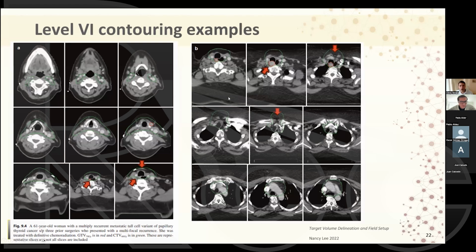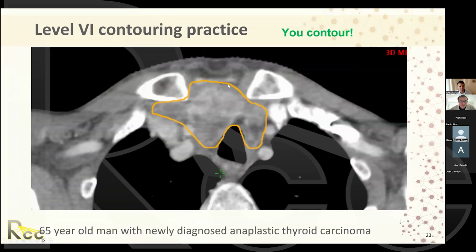Okay, we're now going to try another interactive piece of this. This is a patient of mine from a year or two ago with anaplastic thyroid cancer. He could not get a resection. So the GTV is marked in orange here. And I would like everyone to please use the annotate tool and do your best to sketch out what you would put as an elective CTV for nodal coverage at this level.